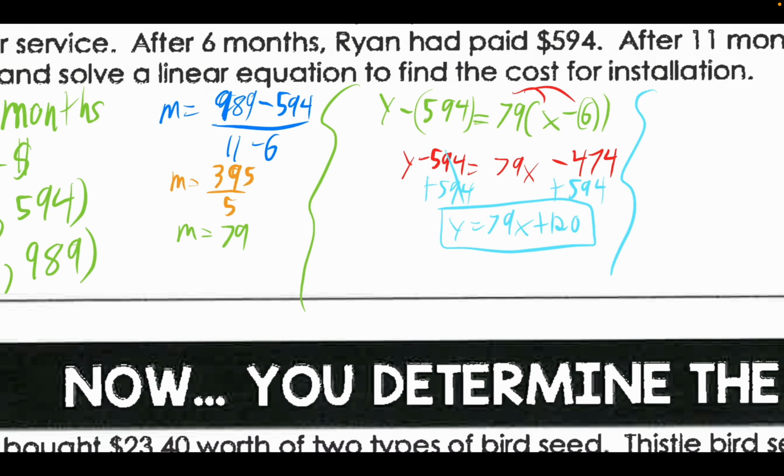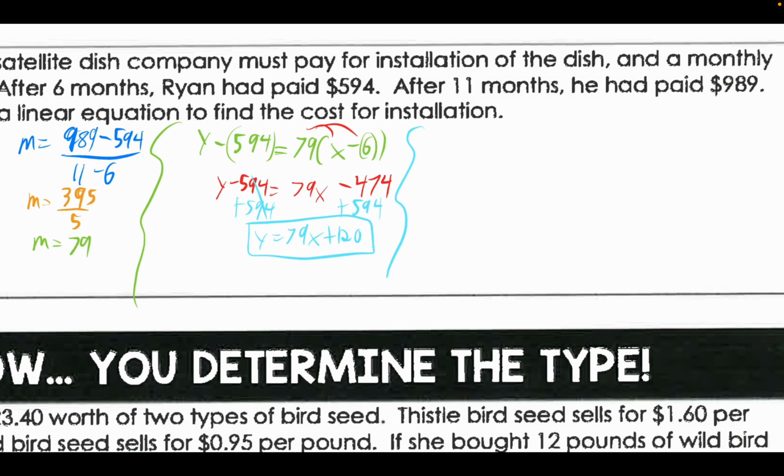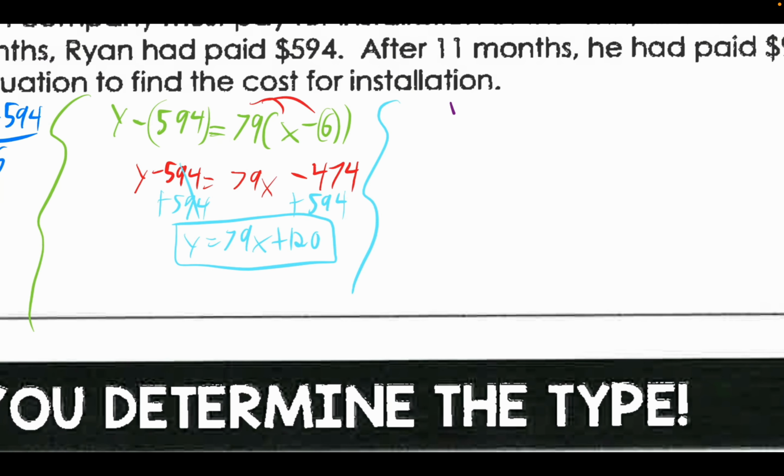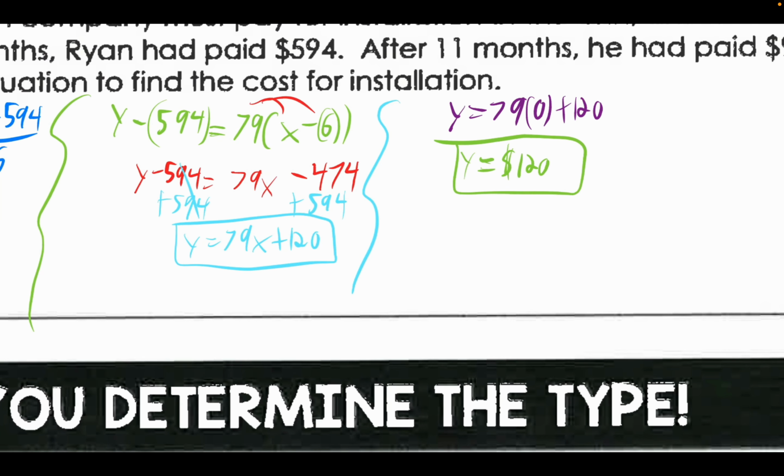So now if I'm trying to figure out the cost for the installation fee, that means the cost after 0 months of owning it, but only installing it. And so that's y equals 79 times 0 plus 120. 0 times anything is famously just 0. And so I get 0 plus 120, or just $120 for the service fee. Sorry, the installation fee. And that wraps up 2 points, if you're given 2 points in the word problem.